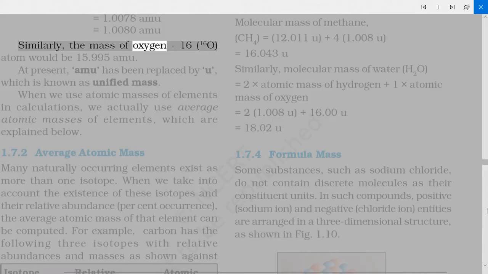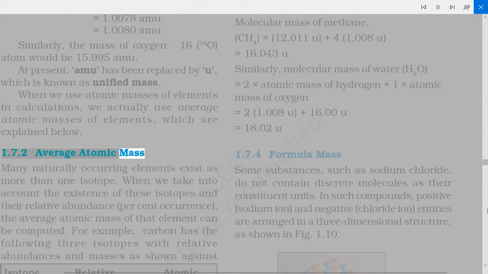At present, AMU has been replaced by u, which is known as unified mass. When we use atomic masses of elements in calculations, we actually use average atomic masses of elements, which are explained below. 1.7.1 Average atomic mass.